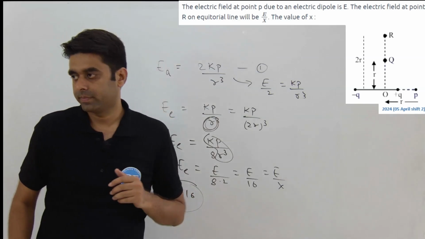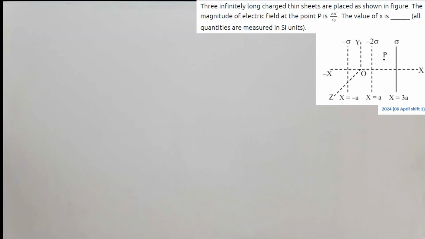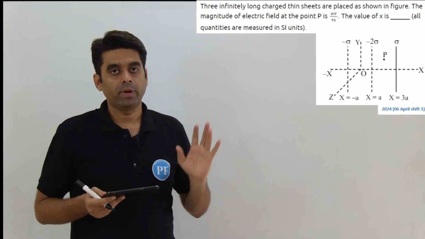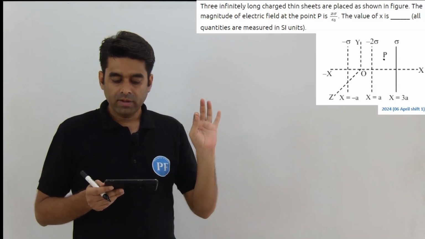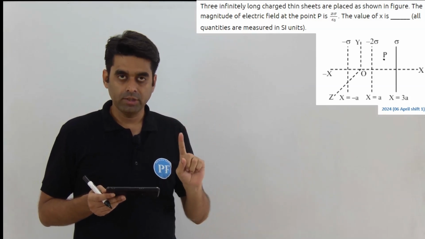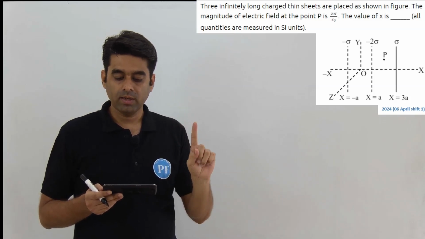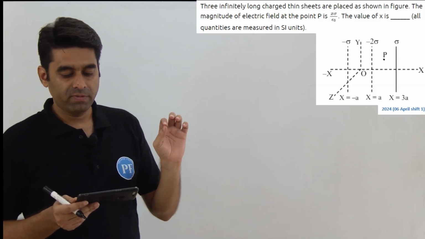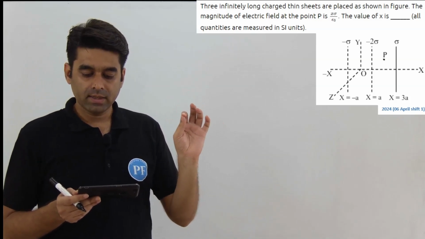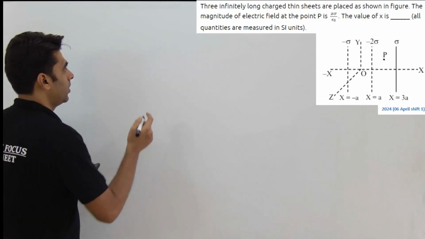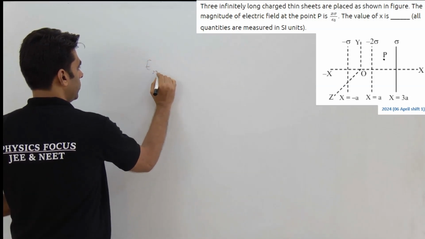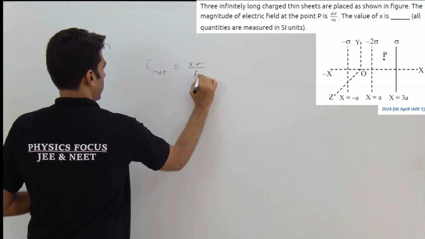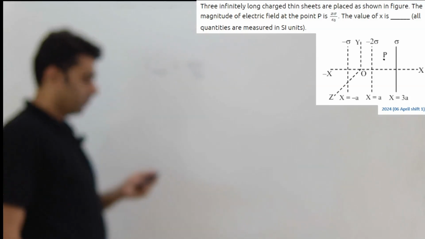Let's move ahead. The question is there in front of you. The diagram is also there, check it. Three infinitely long charged thin sheets are placed as shown in the figure. The net electric field at point P due to these three sheets is x sigma by epsilon naught. The value of x is?